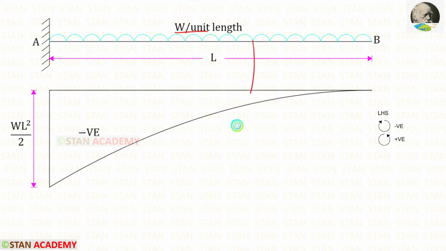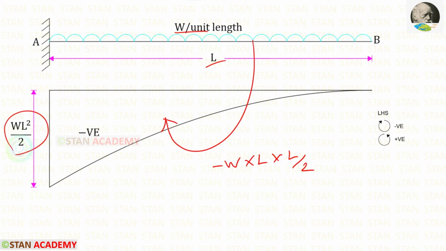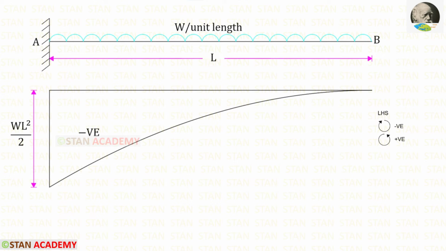The UDL is acting in the clockwise direction, so it will be negative. For the UDL, we have to multiply with the distance and distance by 2, so we will get WL square upon 2. We know that the moment is negative, so we have to draw the diagram below the line. Since there is a uniformly distributed load for the full span, the diagram will be in the parabolic shape.